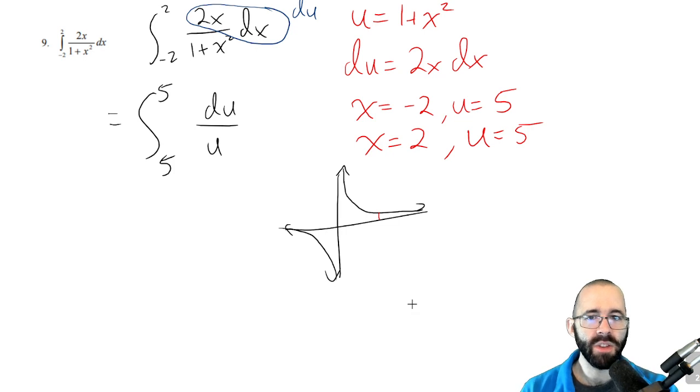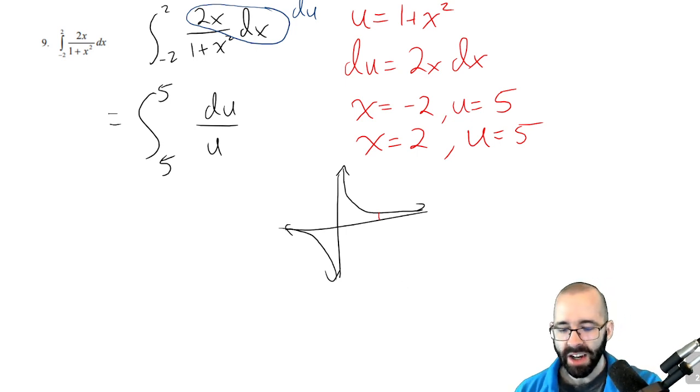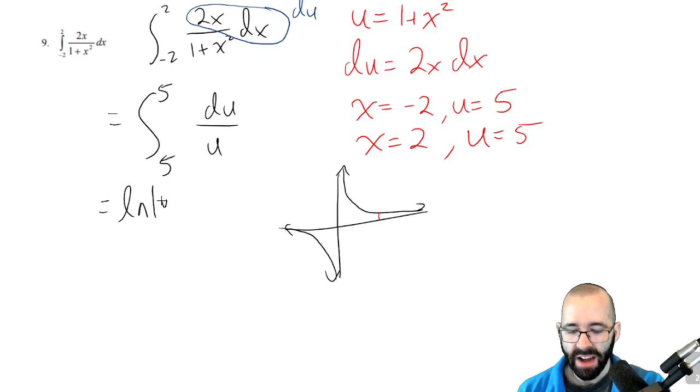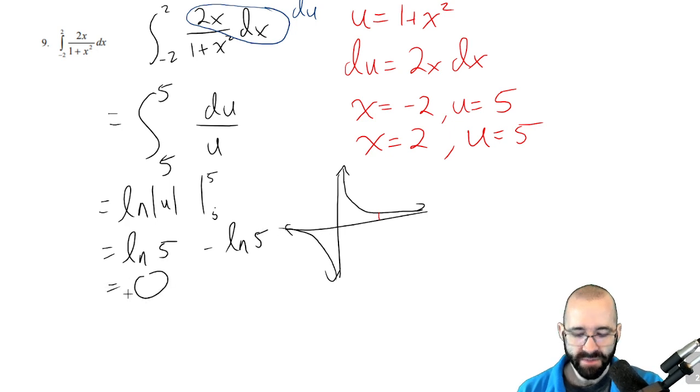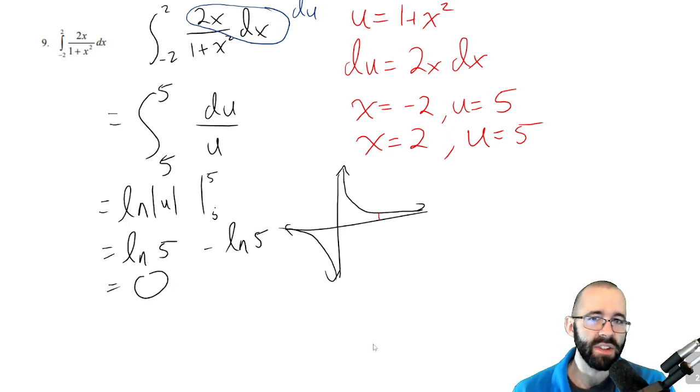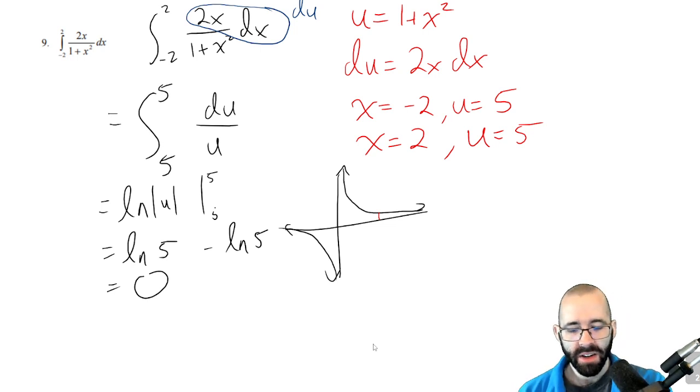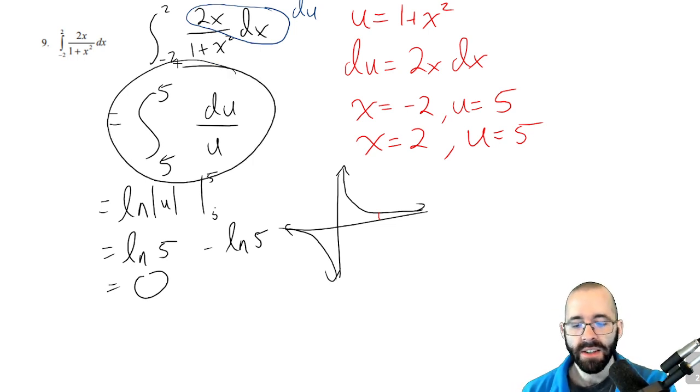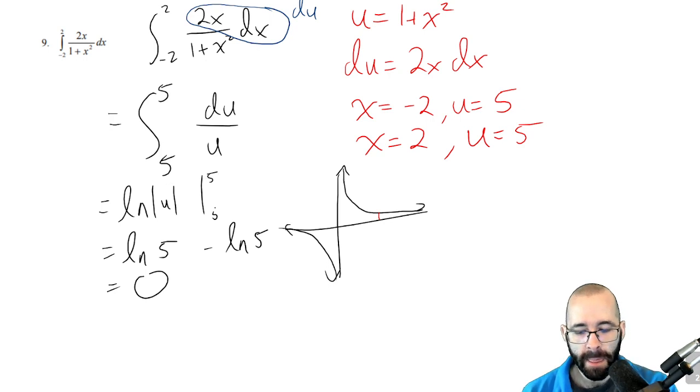And you could do this all out. You don't have to stop here. But you're going to get 0. Right? If you do this all out, you get the natural log of absolute u from 5 to 5. You get the natural log of 5 minus the natural log of 5. You're going to get 0. You can do this out the normal way. You don't need to recognize this. But we can have an opportunity to connect to these concepts.